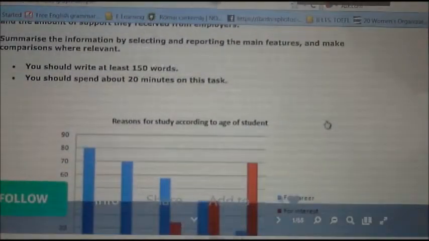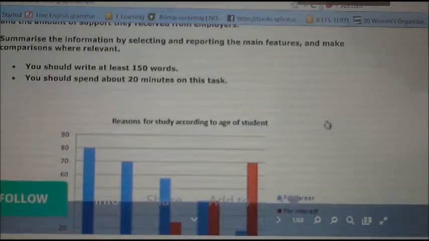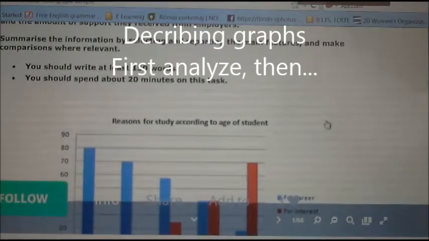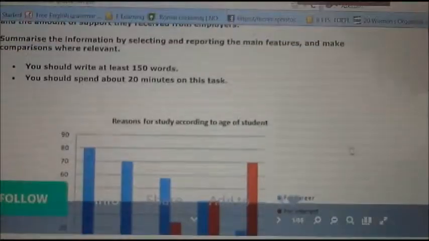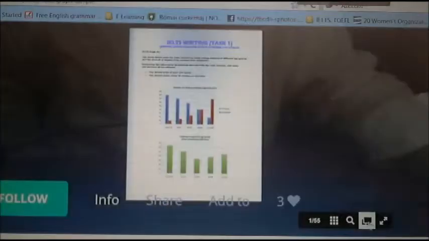Good. So as I told you today, the first part of the lesson will be about describing graphs, an important element of the IELTS writing exam. But of course, you will be able to use all these skills you have learned and all the new knowledge in your everyday business work. So, for example, here we have a title. As you can see, we have the title.